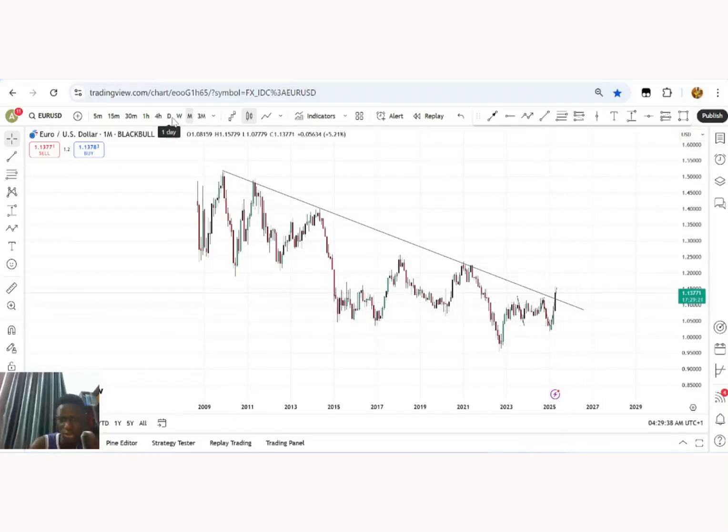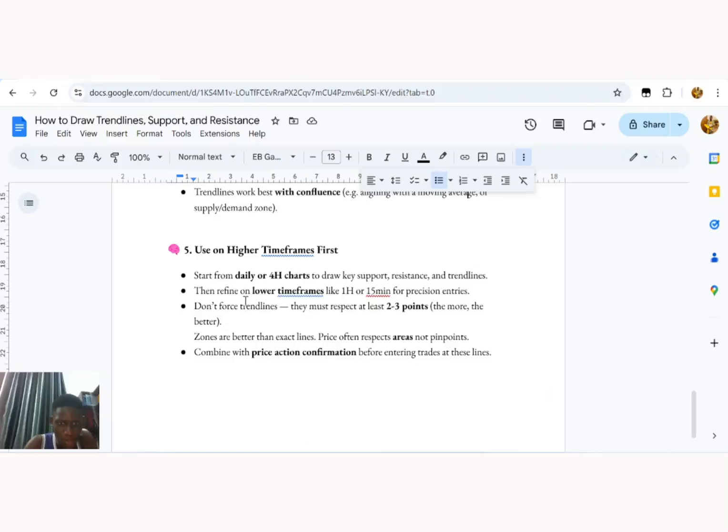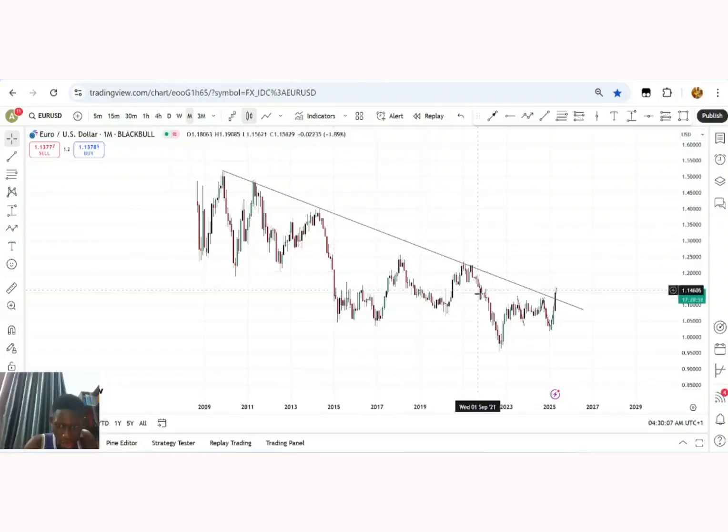And you can position yourself depending on your support and resistance levels to catch a good trade setup as well. So you want to start from the higher time frame. If you're a day trader, you want to start from the 1 day and 4 hour charts to identify your levels, and then refine on the lower time frame for precision entry. That is if you're a day trader. If you're a swing trader, you know what to do. Start from 1 month, 1 week, 1 day, and then use 4 hours and 1 hour for your entry, right? So now let's do the practice.